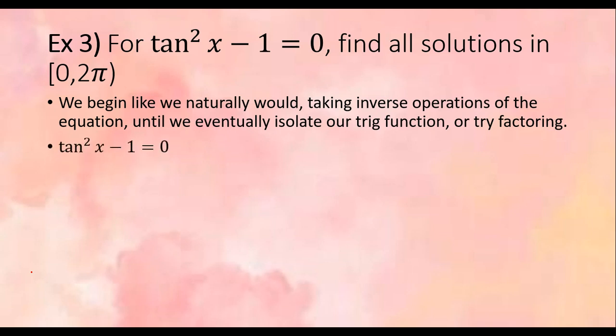We've got tangent squared x minus 1 equals 0. Now, this one doesn't have as many terms in the original equation, but it does have a tangent squared, which is a little tricky. Again, inverse operations are just going to tell us to add 1 to both sides. So if we add 1 to both sides, we get tangent squared of x is equal to 1.